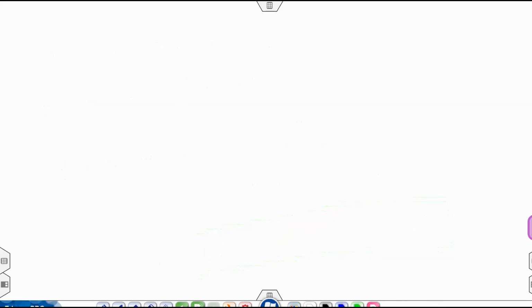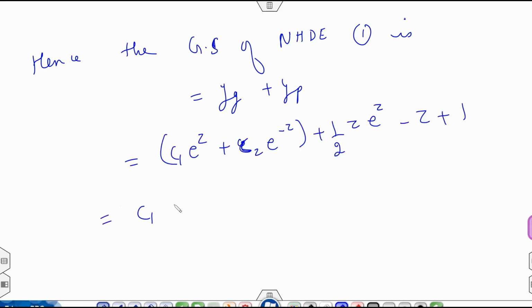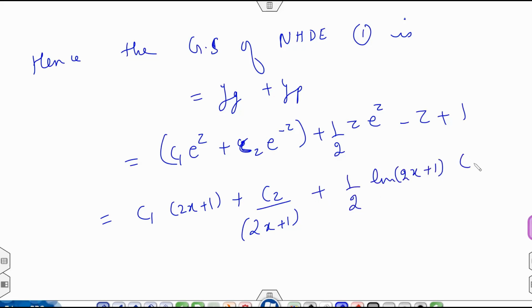So hence the general solution of non-homogeneous differential equation 1 is equal to yg plus yp. So I'll write down y, so this is equal to c1 (2x plus 1), we will substitute, plus half ln(2x plus 1) into (2x plus 1) minus ln(2x plus 1) plus 1. So this is our final answer.